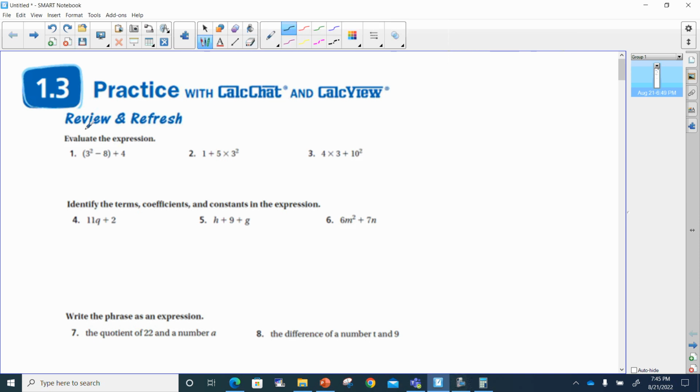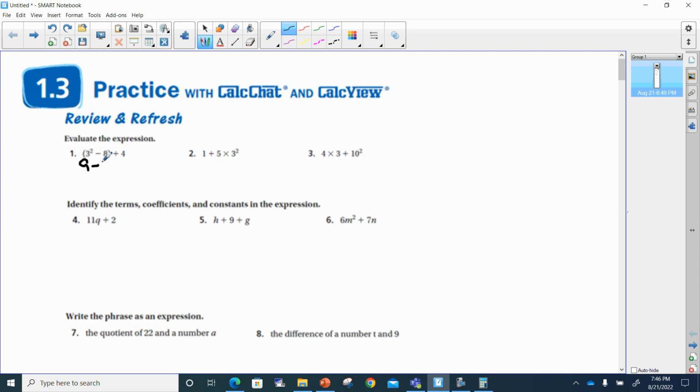I'm going to start off with the odd ones, so I'll do number 1. It says evaluate, which means find the answer. I know I have to follow PEMDAS. PEMDAS says I do parentheses first, but in the parentheses I have a number with an exponent minus a regular number. I can't do that, so I have to solve the exponent first. 3 to the second power is 9.